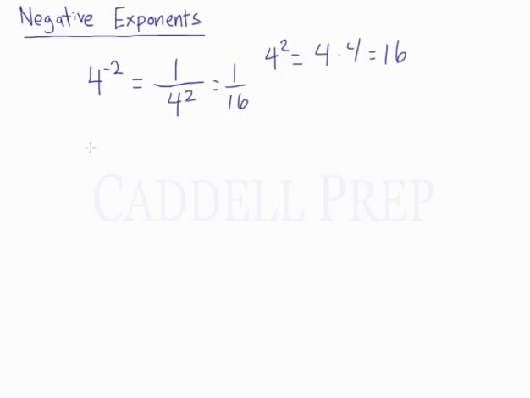So if we look at another one, 3 to the negative 2, it's going to move this to the denominator. So this is actually in the numerator because 3 to the negative 2 is the same as 3 to the negative 2 over 1. We're just going to move this down to the denominator. And 3 squared is 3 times 3, which is 9.